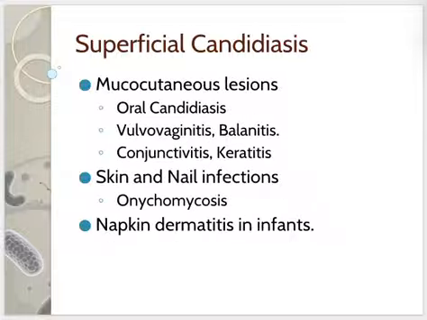Superficial candidiasis manifests in various ways. It can cause mucocutaneous lesions like oral thrush, vulvovaginitis, balanitis, and eye infections such as conjunctivitis and keratitis. Skin and nail infections, including onychomycosis, are also common. In infants, a typical sign is napkin dermatitis, a diaper rash caused by Candida. These manifestations highlight how candidiasis affects different body areas, often linked to moisture and immune status.